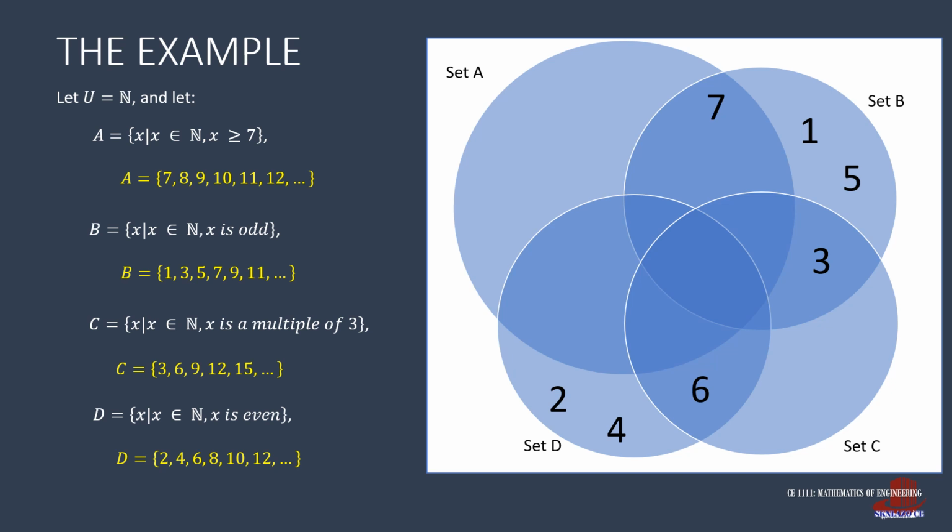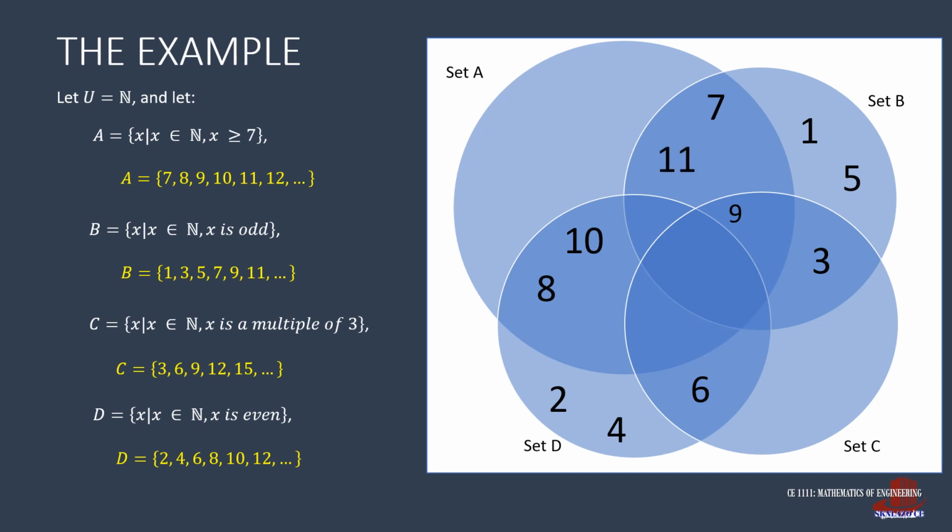7 can be found in both sets A and B. 8 belongs to set A and set D. 9 is found in sets A, B, and C. 10 is placed in the intersection of sets A and D.